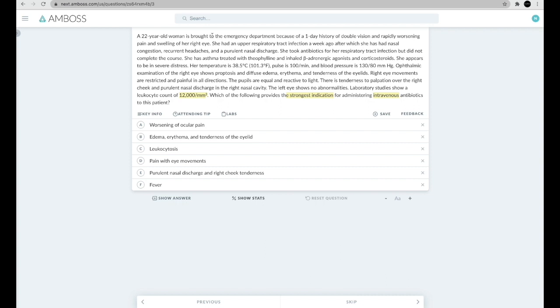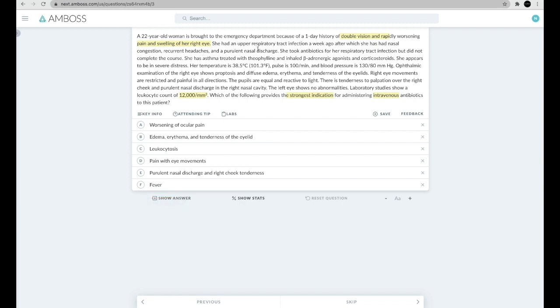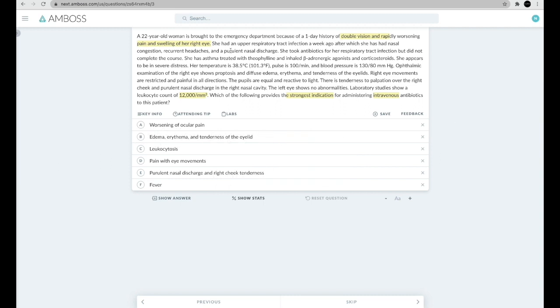Let's move. A 22-year-old woman is brought to the ER because of a one-day history of double vision, rapidly worsening pain, swelling her right eye. So she's double vision, pain, and swelling. She had an upper respiratory tract infection a week ago, after which she has had nasal congestion, recurrent headaches, perinasal discharge. Guys, always translate the clinical picture into a diagnosis. What does it mean that she had an upper respiratory tract infection and then after that she got this? That means she has sinusitis, okay? So you always have to translate all the fluff into one piece of info to make things easier. So she has sinusitis, and after that she got something in her eye.